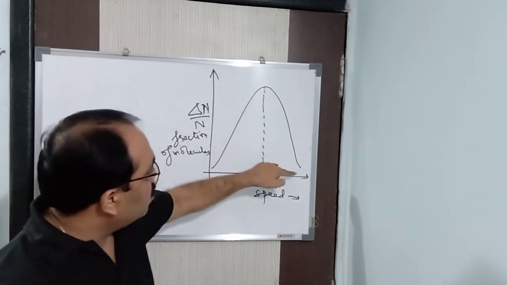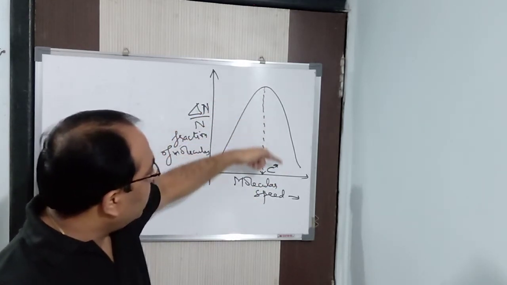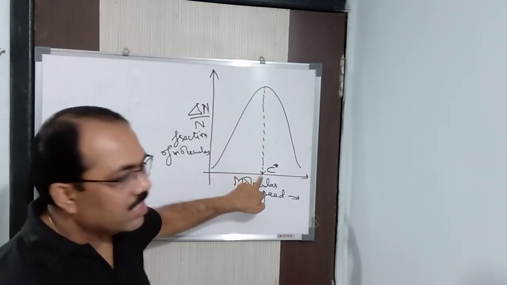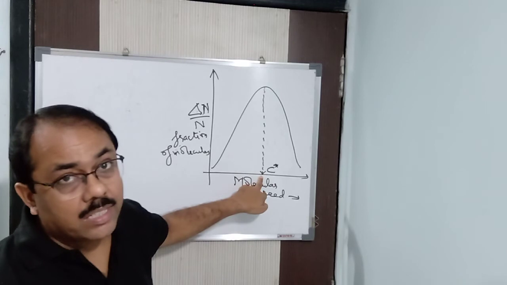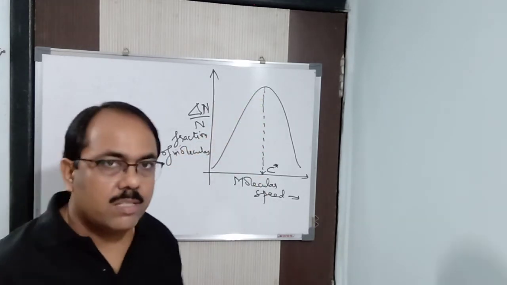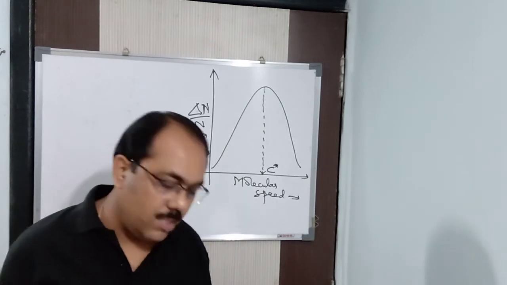Maxwell and Boltzmann calculated it from a particular graph. They did the experiment, and from the graph they calculated and represented this particular speed as the most probable speed. You can see it also from the graph. So this most probable speed is known as C star.